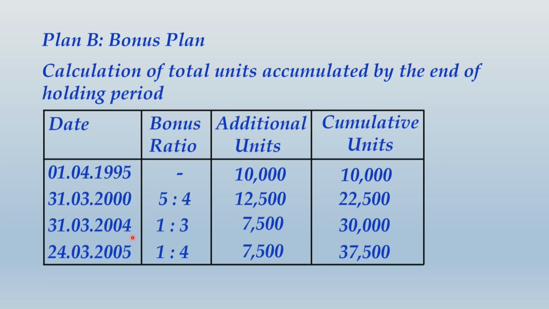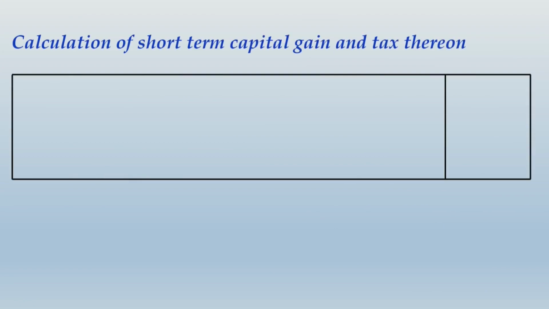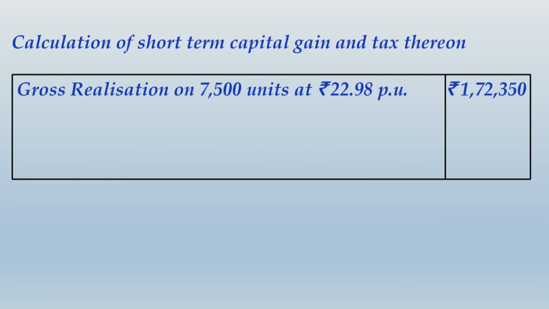If these units are sold on July 2005, it will result into long-term capital gain, which will definitely not be considered over here. However, this last lot was acquired on 24th March 2005 by way of bonus, and that quantity will attract short-term capital gain when sold. So 7,500 units will be considered for short-term capital gain. So let us proceed ahead and now write up the short-term capital gain working and the tax thereon.